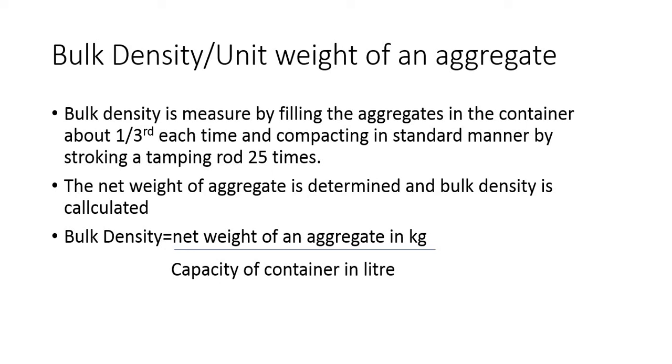Now let us perform the bulk density test. We also call it the unit weight of an aggregate. So how do we do this test? Okay, it's very easy. For now, just know this formula. How do we calculate bulk density? Net weight of aggregate in kg, net weight means the total weight of aggregate in kg, divided by capacity of container in liters.